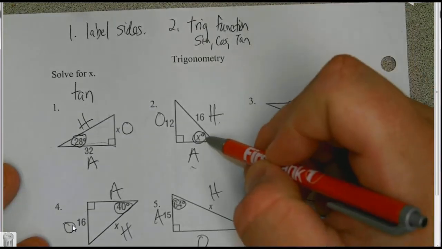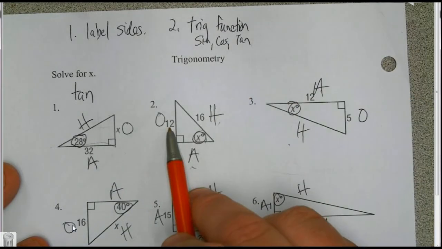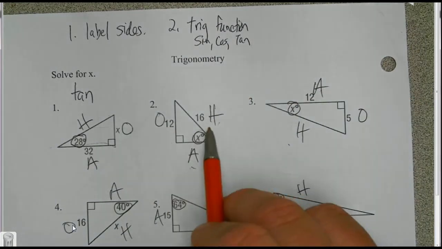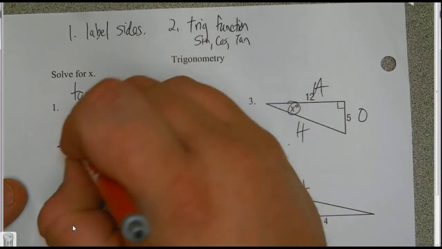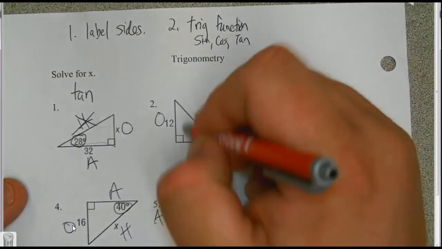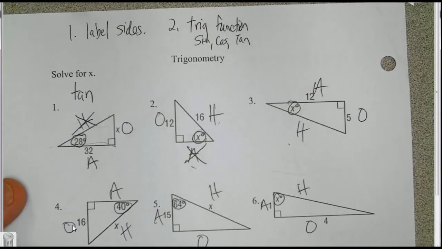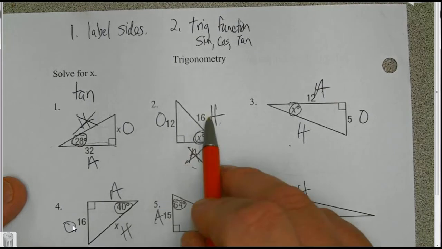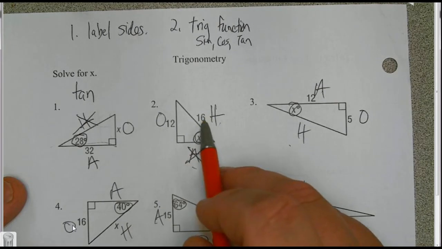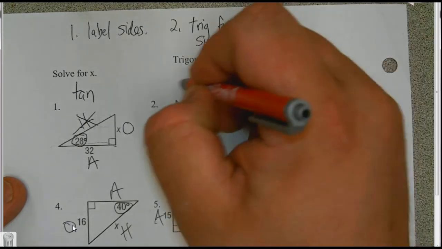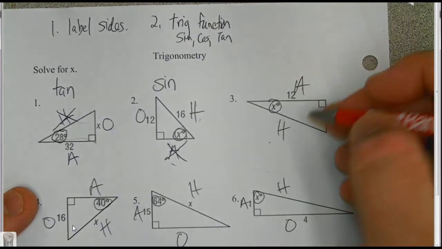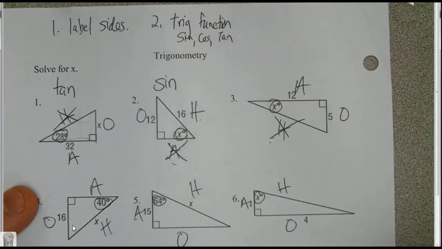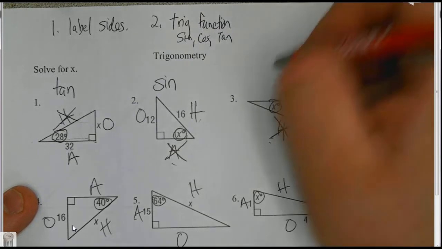For number 2, I see the x, and O is 12, H is 16. A is nothing, so I can't use A. That's what I wanted to discuss. You can't use H or A if you don't have a variable or a number. So I have O and H. Well, sine is opposite over hypotenuse. So I'm going to put sine here. And number 3, I can't use hypotenuse again, so it's O and A. That's tangent.